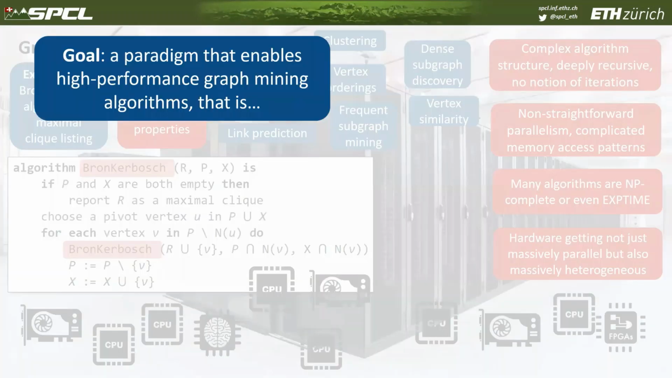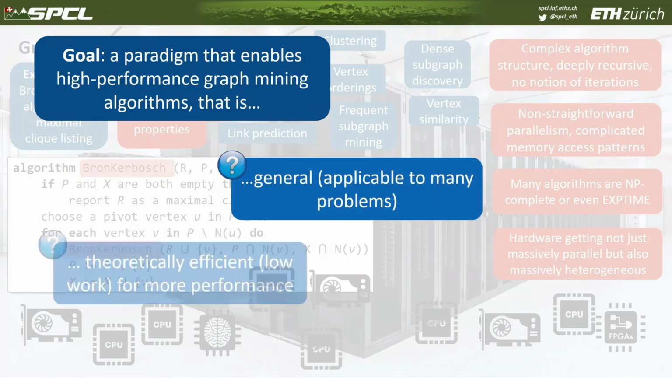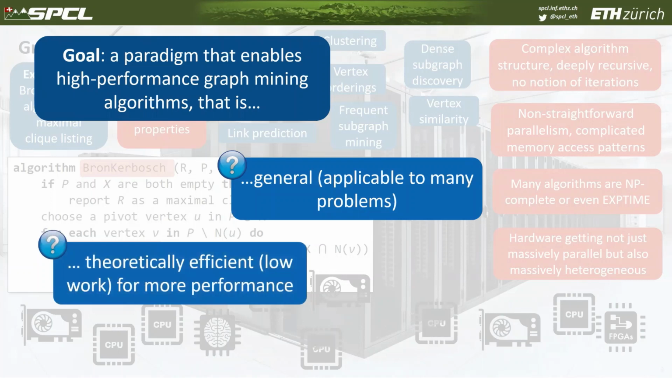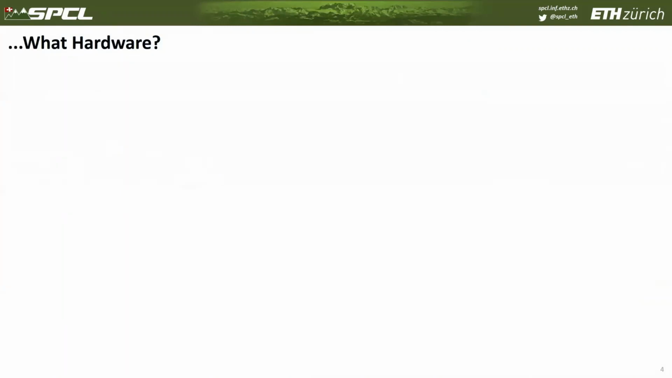So what we really want is a paradigm that will enable high-performance graph mining algorithms and that is, on one hand, general. So we want this paradigm to be applicable to many problems. We also want to have some theoretical guarantees on low work, to have guarantees also on the resulting performance of these algorithms. At the same time, we also want it to be able to easily harness the power of this diverse hardware. Before we proceed, let's take a look at what hardware we mean exactly.